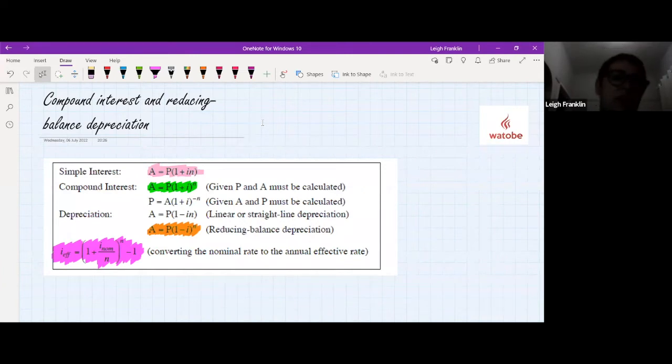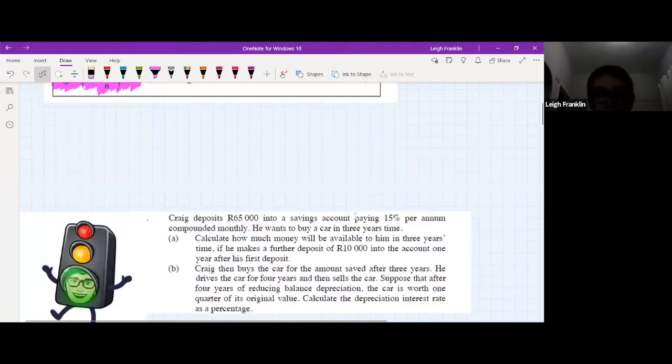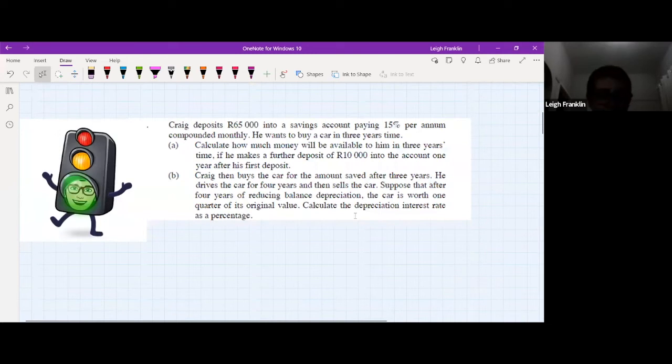For now, we're just dealing with compound interest and reducing balance. And then obviously as time progresses and we move on to the more complex matric work, we will discuss whether you're supposed to be using this formula or that formula or whatever the case is. Okay, so let's have a look at our first example here. Some of these do get quite tricky, so I hope you guys are ready for a little bit of a challenge. Let's jump into the first one.